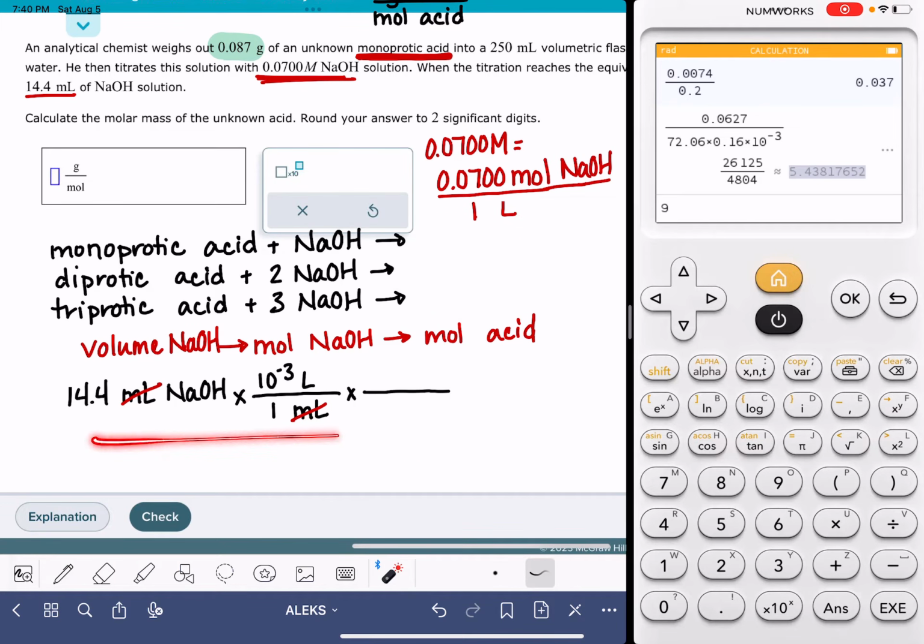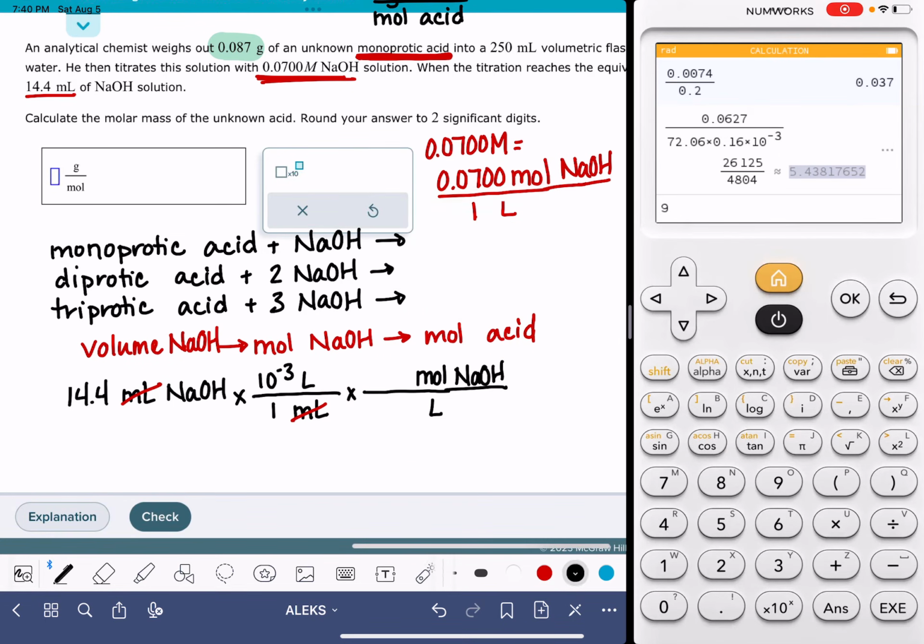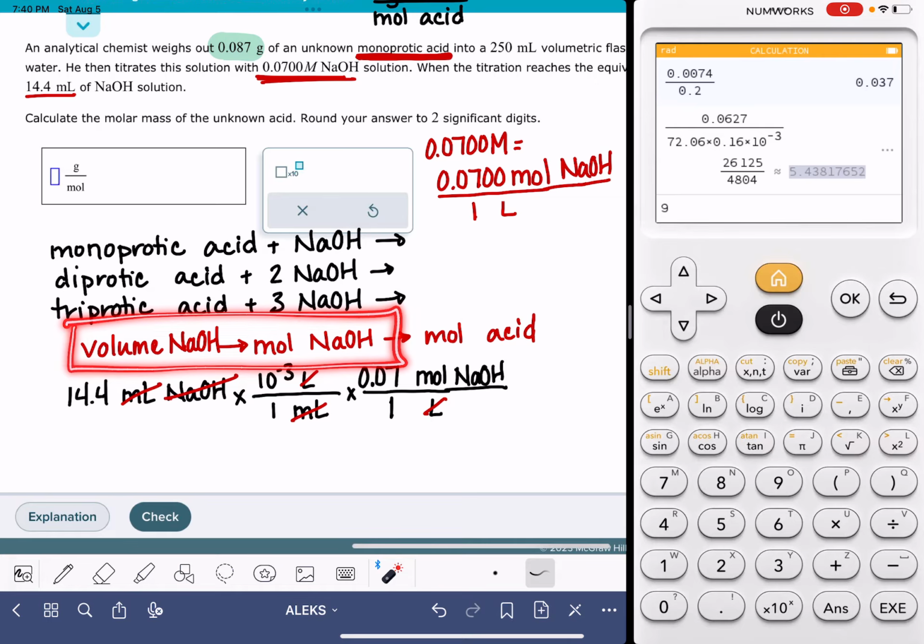In this setup down here, we're trying to convert out of units of liters and into units of moles of NaOH. So when we're using molarity as this conversion factor, we're going to have the molarity, which for me is 0.07. I'm going to leave those last two zeros off to save space. 0.07 moles per liter. That's going to cancel that unit. And right now we have finished this part of the conversion and we're in moles of NaOH.